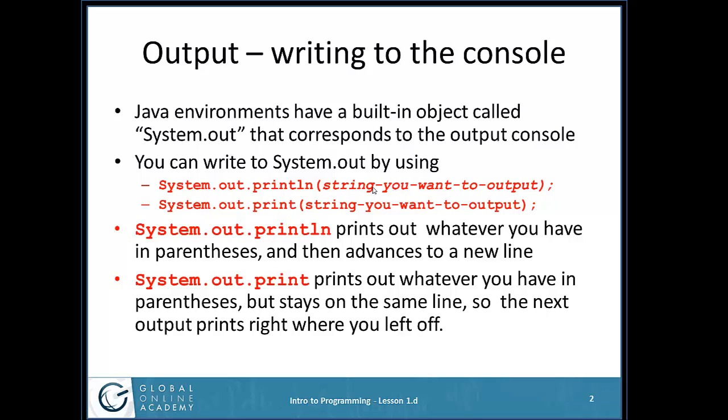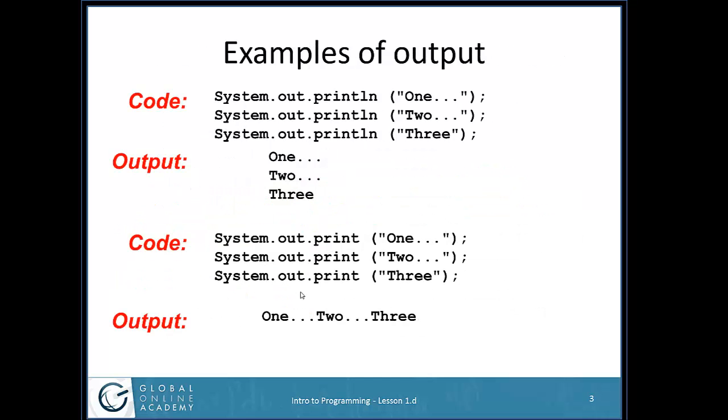So it can be something enclosed in double quotes, it can be a string variable, it can be any combination of those that you want, like we used in lesson 1.c. So what's the difference between the two? System.out.println prints out whatever you have in parentheses, and then it advances to a new line, so the next thing you print will be on another line. System.out.print prints whatever you've got in the parentheses and then stays on the same line. So the next thing you print continues exactly where you left off.